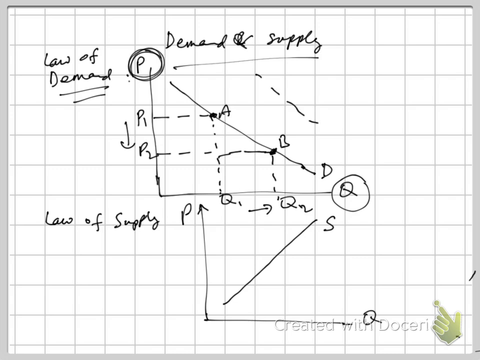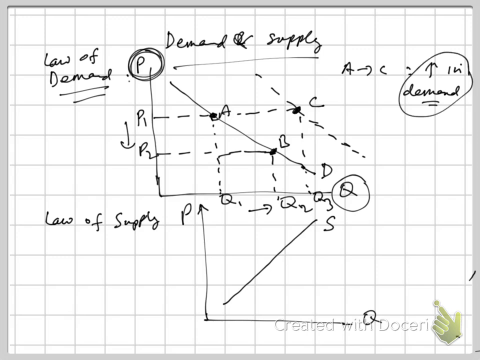On the other hand, movement from point A to point C is called change in demand. That is an increase in demand, because here, for the same price, now buyers are buying more of the good, from Q1, let's say, to Q3. This is what we call change in demand or increase in demand, particularly here.